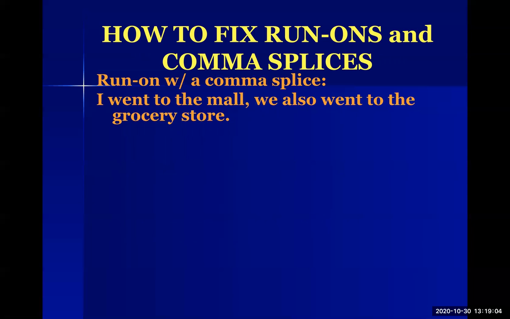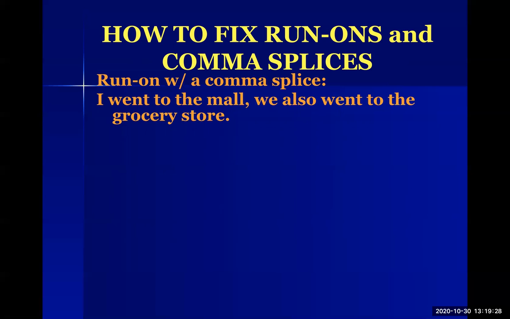So is it true that I went to the mall? Yes, I went to the mall. That's a complete sentence. Is it true that we also went to the grocery store? Yep, we went to the grocery store too. Also a complete sentence. You cannot have a sentence that has two yeses on each side of the comma without having a comma and a conjunction between it. It's a run-on. So you can fix it in three ways.